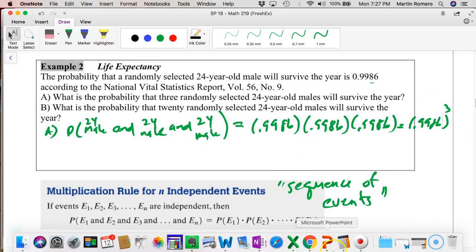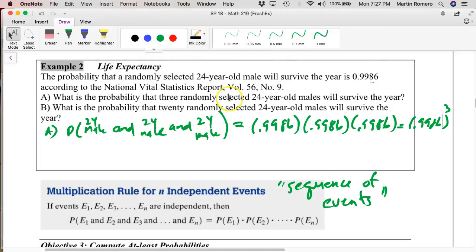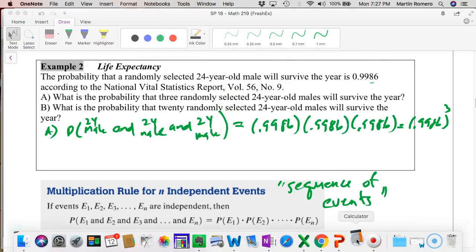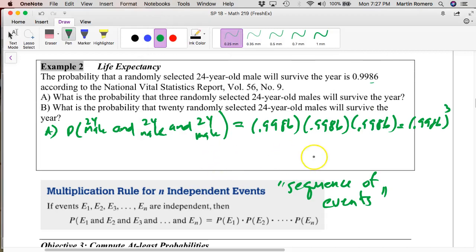And so with that, the probability that 3 24-year-old males will all survive is going to be 0.9986 raised to the power of 3. And so it's 99.6%, pretty much, 0.996. So it turns out to be 0.996. So pretty much assured that all 3 are going to survive.